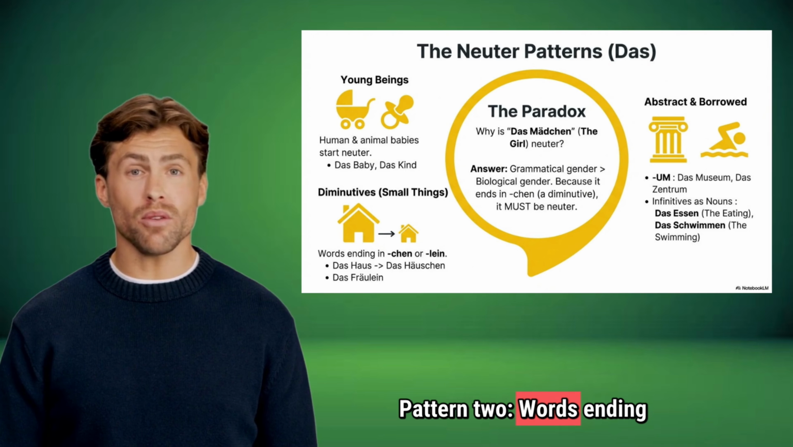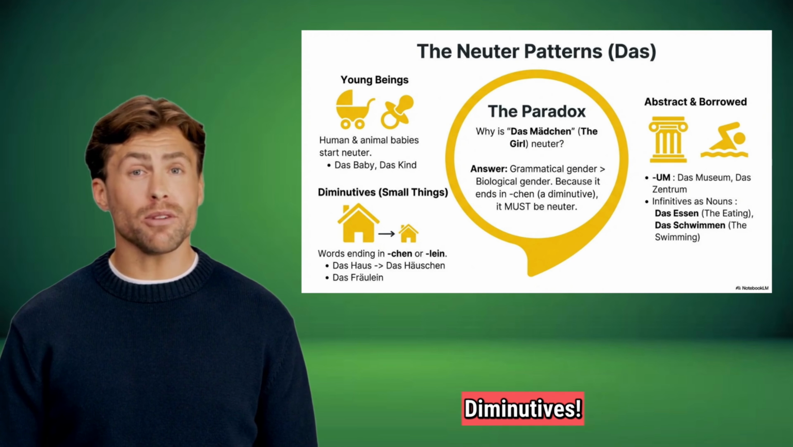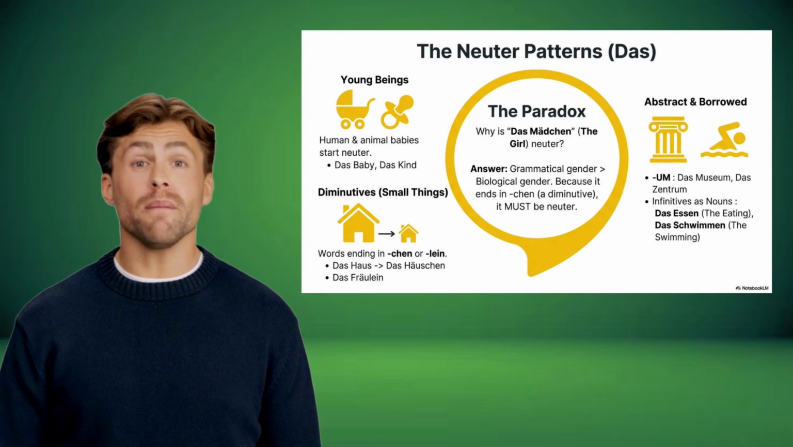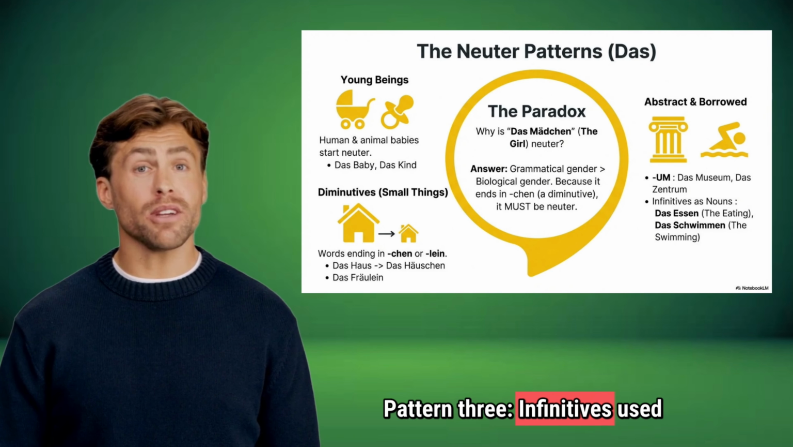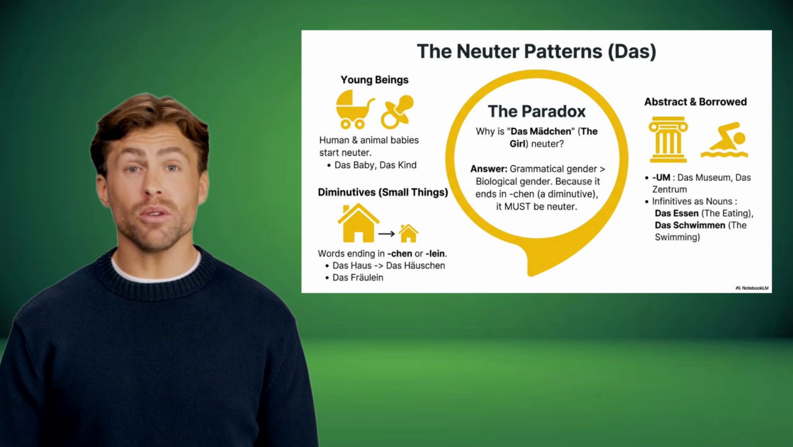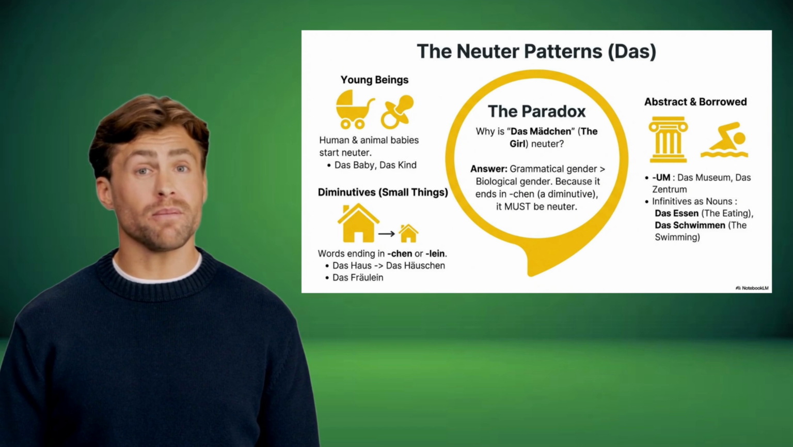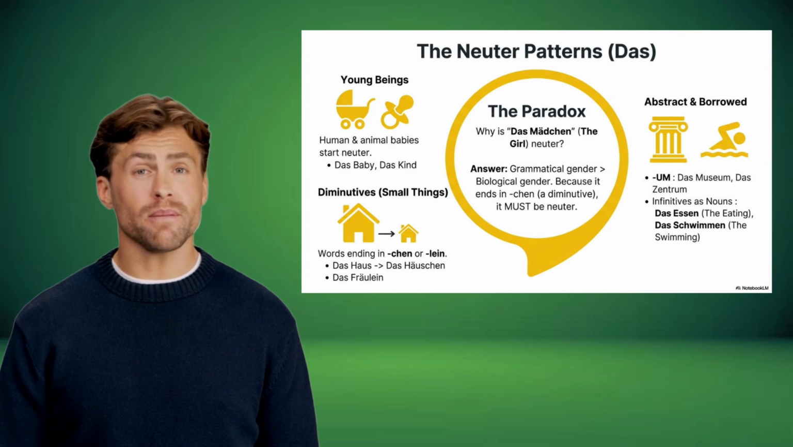Pattern 2. Words ending in chen or lein are neuter. Diminutives. The little house, das Häuschen. Pattern 3. Infinitives used as nouns are neuter. The eating, eating as a noun. Das Essen. The swimming, das Schwimmen.